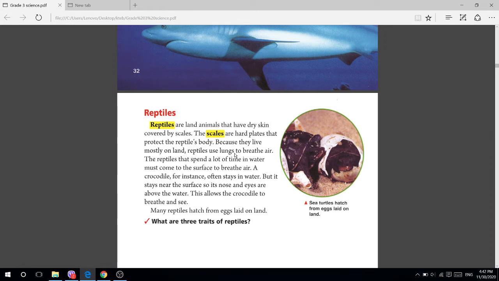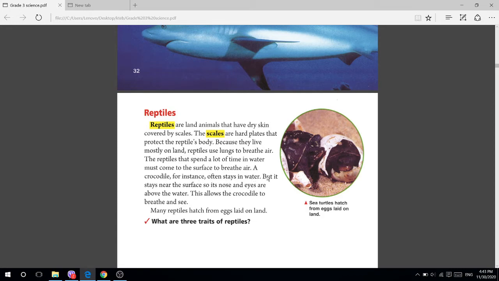Reptiles use lungs to breathe air. Okay, the reptiles use what? Just like a human, they use lungs to breathe air. The reptiles that spend a lot of time in water must come to the surface to breathe air. Most of them first live in the water but then come to the land to breathe air. For example, a crocodile for instance often stays in water.